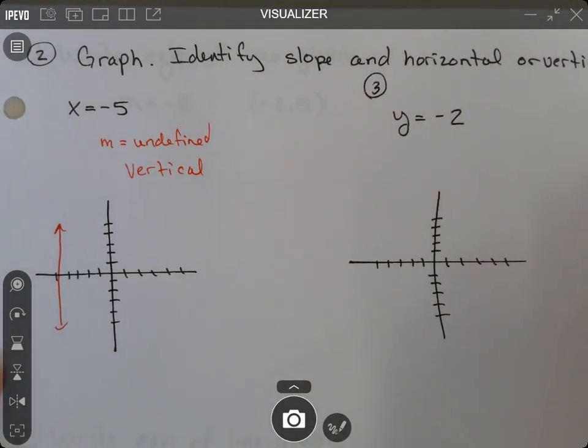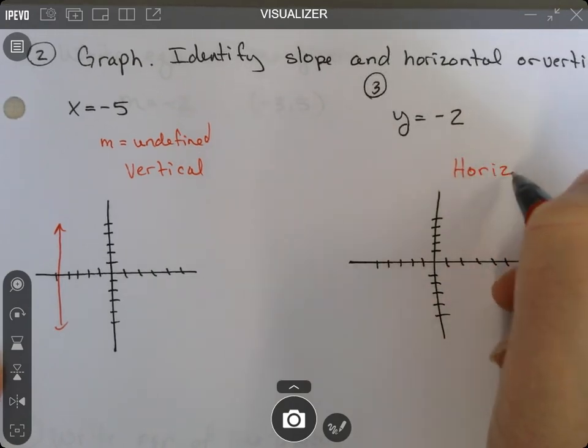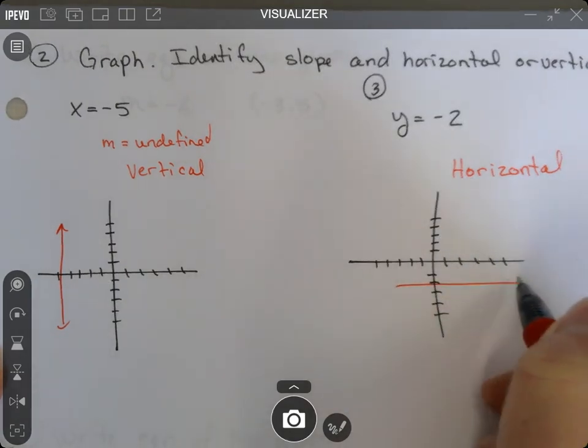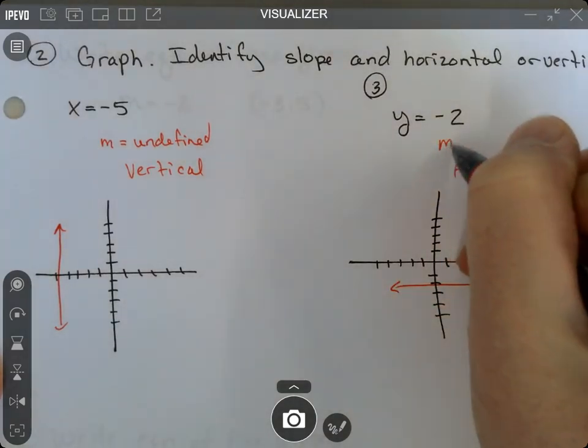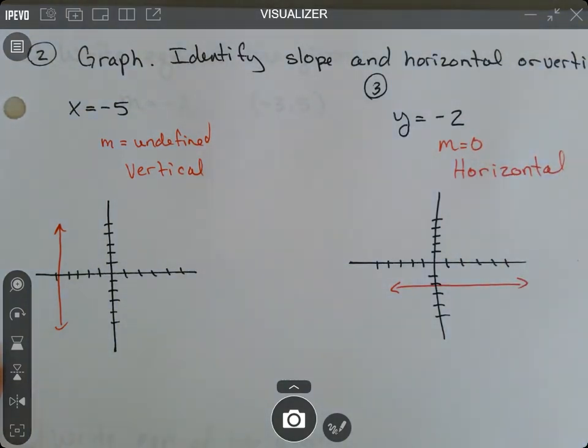All right, horizontal or vertical? Horizontal because it cuts through the y-axis at negative 2. So there is my horizontal line. What is the slope of that guy? Slope is 0. All right, don't get them mixed up. Cuts through the x-axis, cuts through the y-axis.